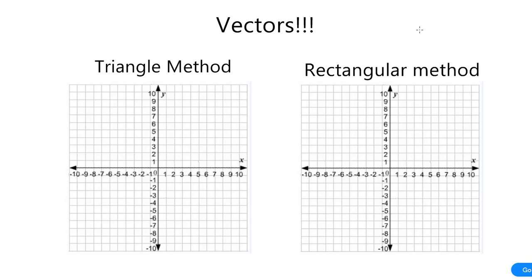In this video, we're just going to be talking about vectors in general. There are basically two parts to this video. It's one whole video, but in the first part I'm going to be talking about how you can break up vectors into components. There's the triangle method of breaking up a vector into components, and there's the rectangular method. Essentially, you get the same results, but it looks slightly different.